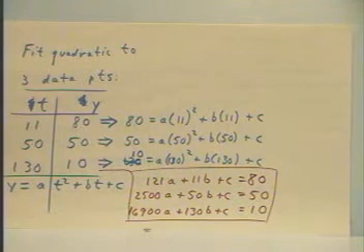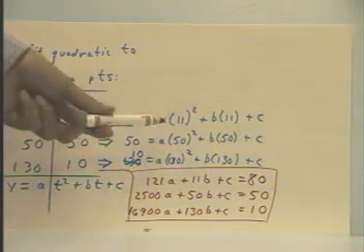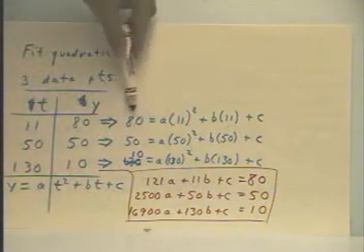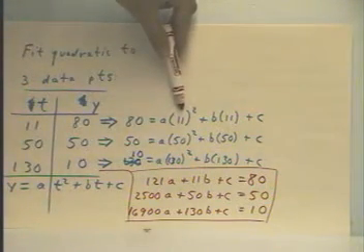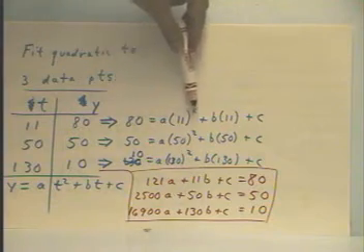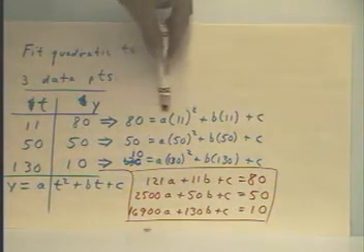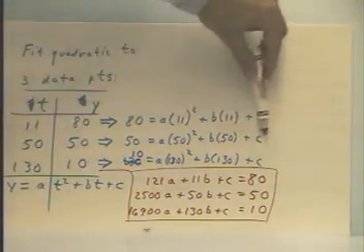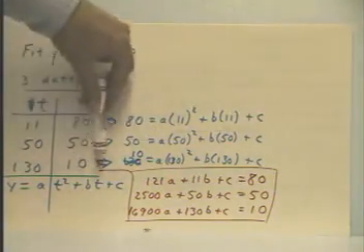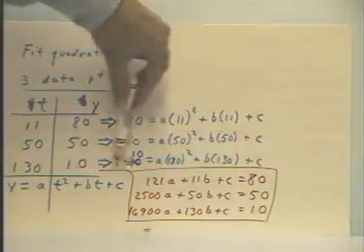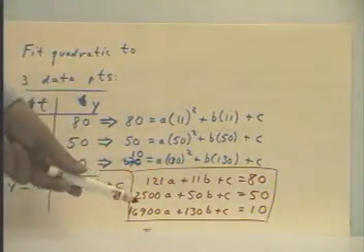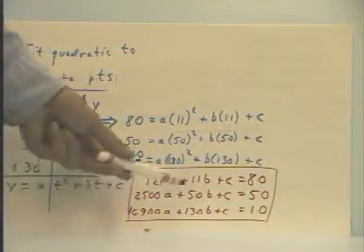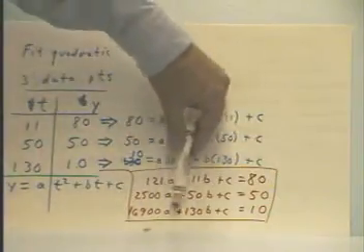The point (11, 80), if we plug in 11 for t and 80 for y into the form y equals at squared plus bt plus c, gives us this equation. The point (50, 50) gives us this equation, and the point (130, 10) gives us a third equation. Those equations are written out with the numbers squared and the sides reversed down here.